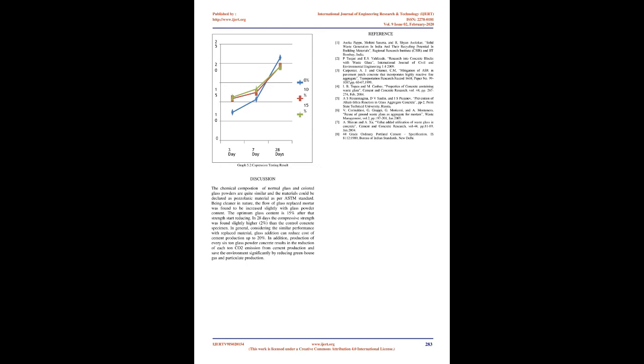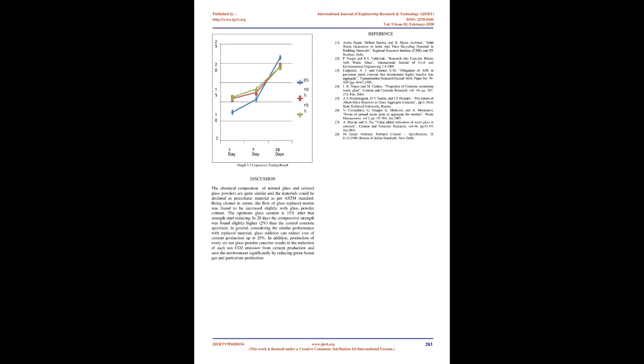Discussion. The chemical compositions of normal glass and colored glass powders are quite similar, and the materials could be declared as pozzolanic material as per ASTM standard. Being cleaner in nature, the flow of glass-replaced mortar was found to increase slightly with glass powder content. The optimum glass content is 15%; after that, strength starts reducing.